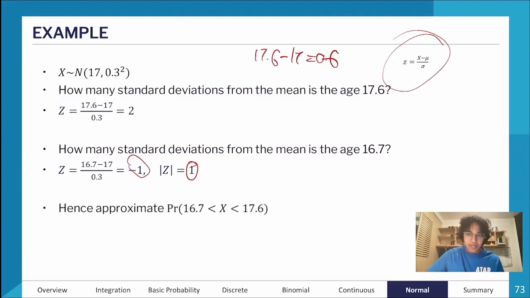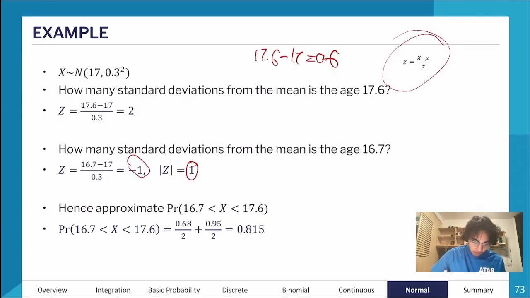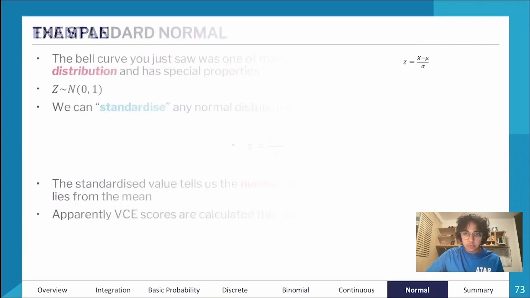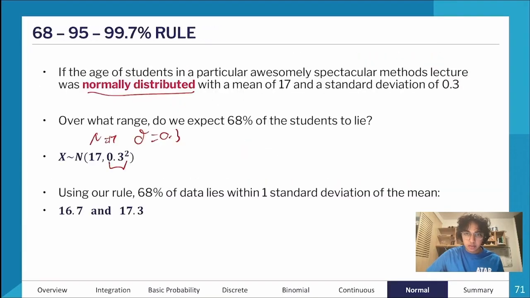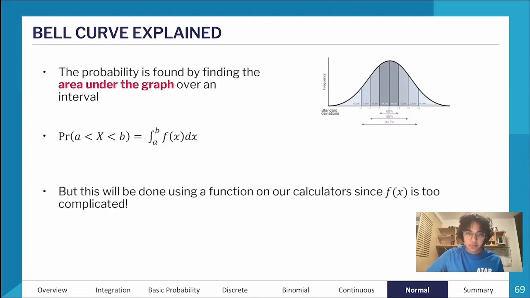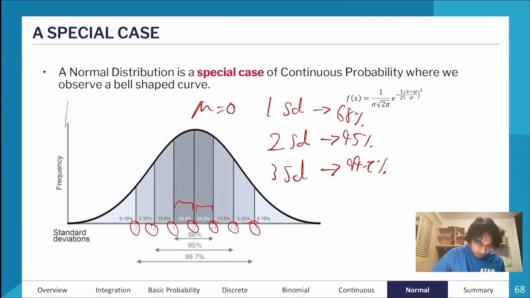And now they want us to approximate the probability that the age is between 16.7 and 17.6. So how do we do that? First, I'm going to work out this, and that tells me the probability that it's one standard deviation below, right? So if I go back, I might go one more back to the bigger image. Sorry about that.